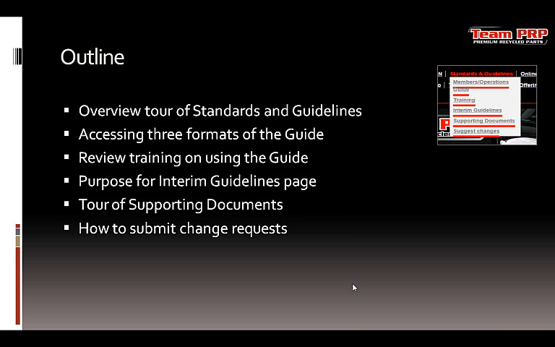So to summarize, in this module you received an overview of the Standards and Guidelines section of the Team PRP NING website. We went over how to access the 3 formats of the guide available on the website and the training that is available relating to the guide. We went over the interim guidelines that may be posted from time to time in between publishing of the guide, the supporting documents, and also how to submit change requests when you believe that there's a section of the guide that could be improved, and how to submit those requests.